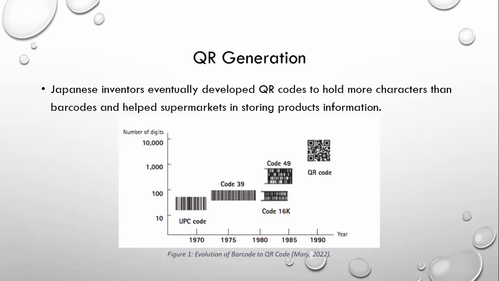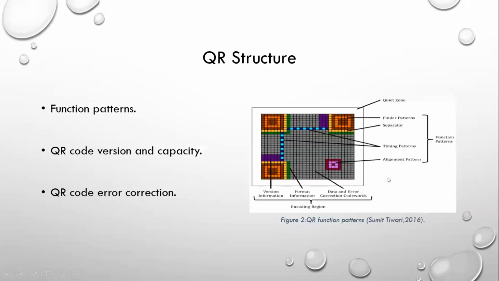In this picture, we can see the development of the barcode into the QR code. For example, at the beginning, from the 1970s, you used a UPC code, and generation after generation, they got to hold more and more data. And here we can see the structure of the QR code.